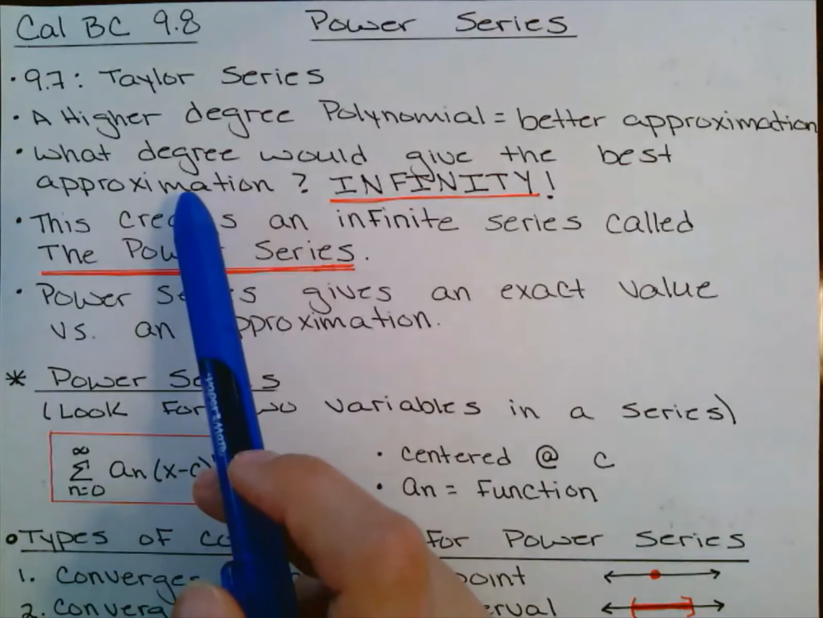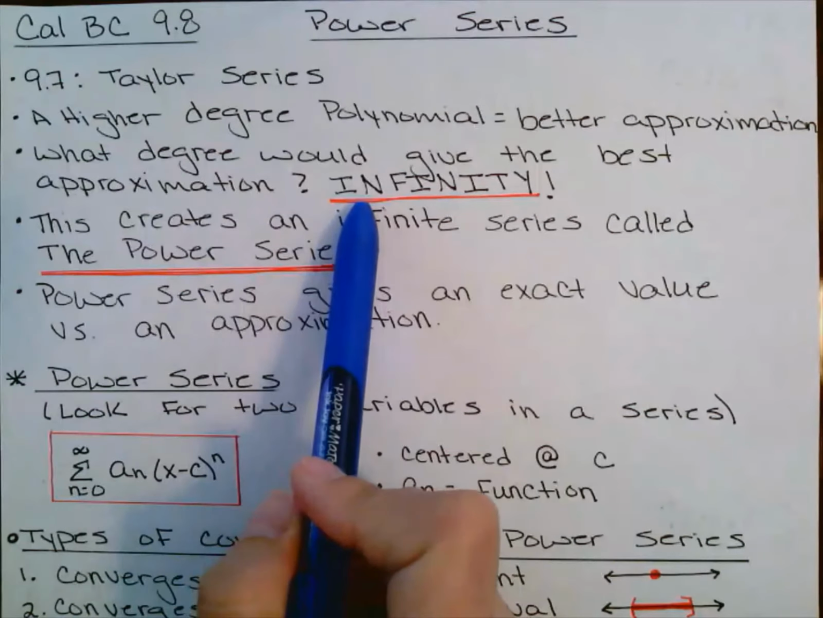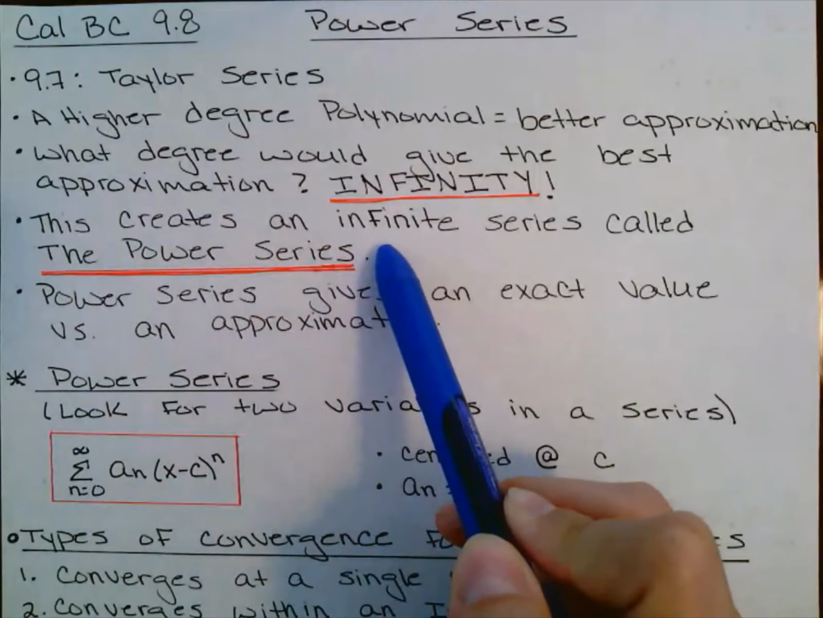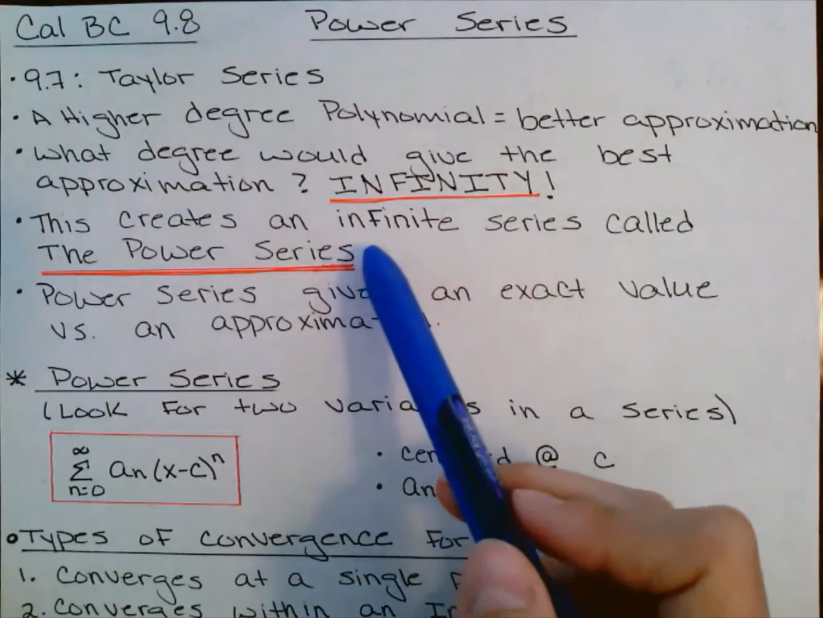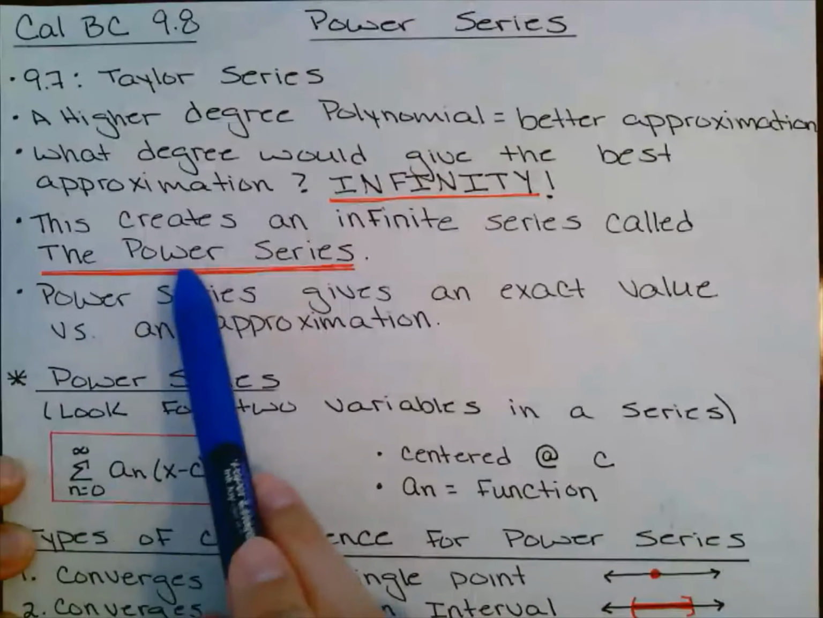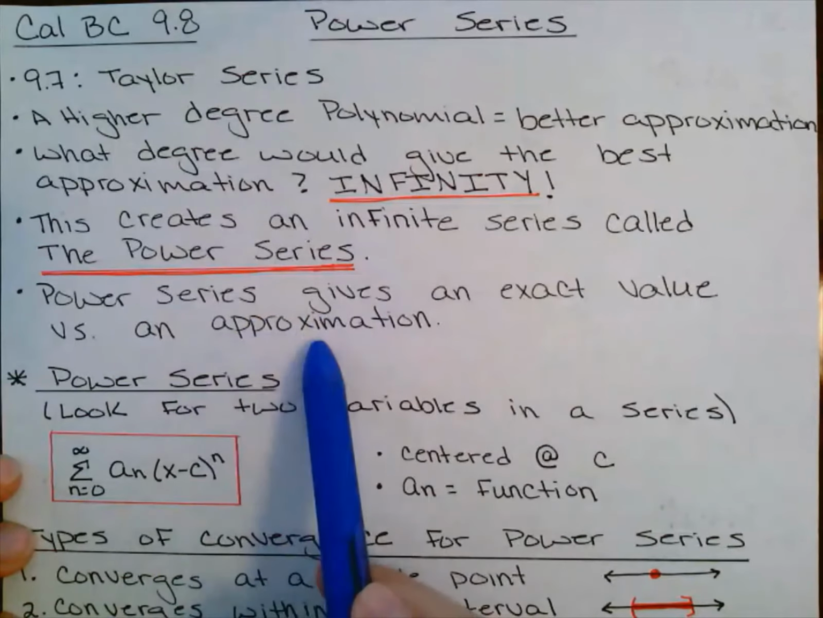Well, the answer, like we've seen in the past, is an infinite amount, right? If I were to technically have an infinite amount of terms and degree, then I would have not just an approximation, but an actual accurate answer, an approximation that gives me the exact thing that the transcendental function would. So we're going to do something like that. And when we have an infinite amount of terms being added, we call it a series. It's an infinite series. So whenever we have an infinite Taylor polynomial, that is going to be called a power series. Okay. So power series are going to give us exact values and not just approximations.